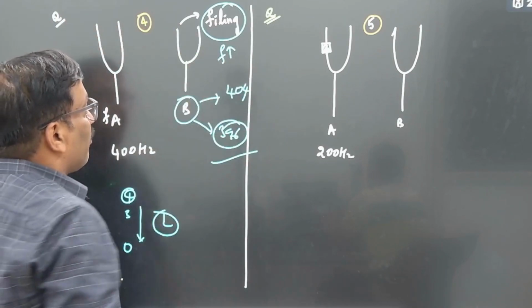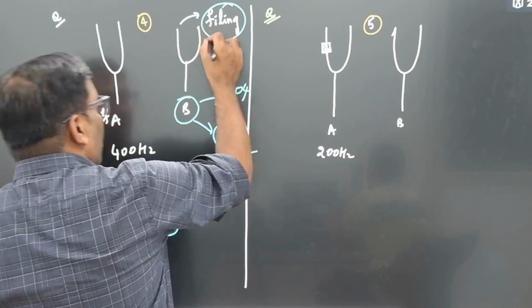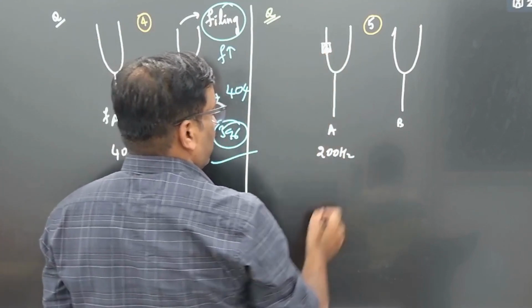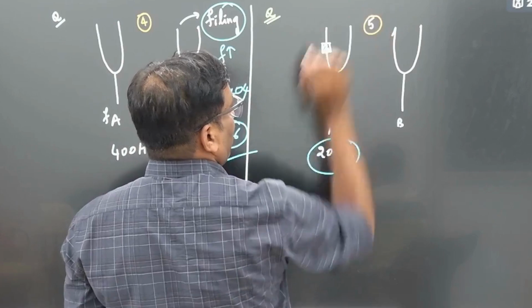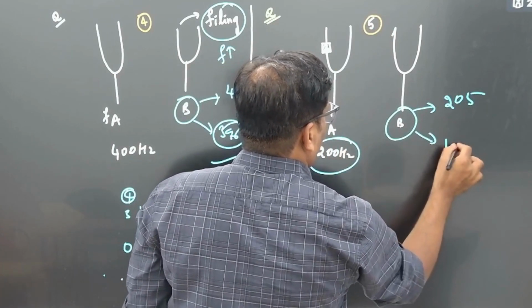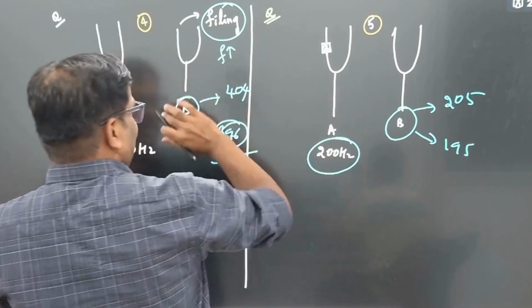Exactly the same. Increasing the frequency or decreasing the frequency, exactly the same problem here. 200 is given, and 5 beats are produced. So what should be the answer? 205 or 195.